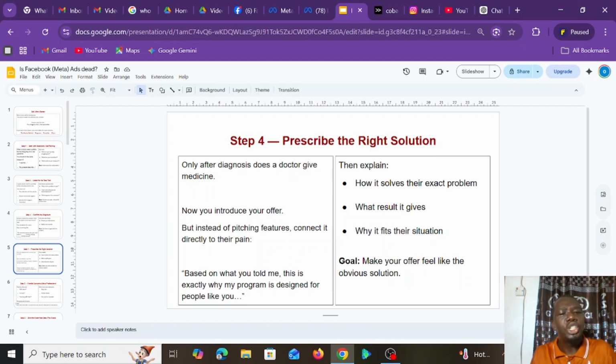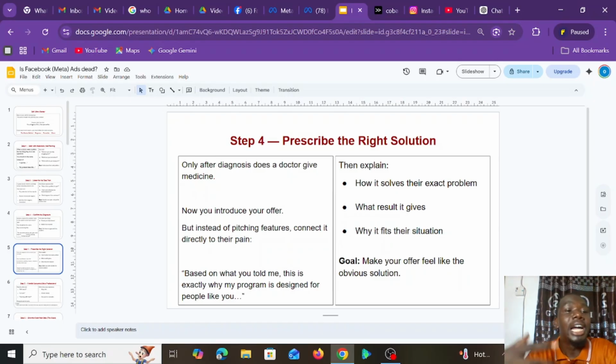So you can see that. Based on their problem, you prescribe your offer to them. This explains how you solve their exact problem, what result it gives, and why it fits their situation. Make your offer feel like an obvious solution.